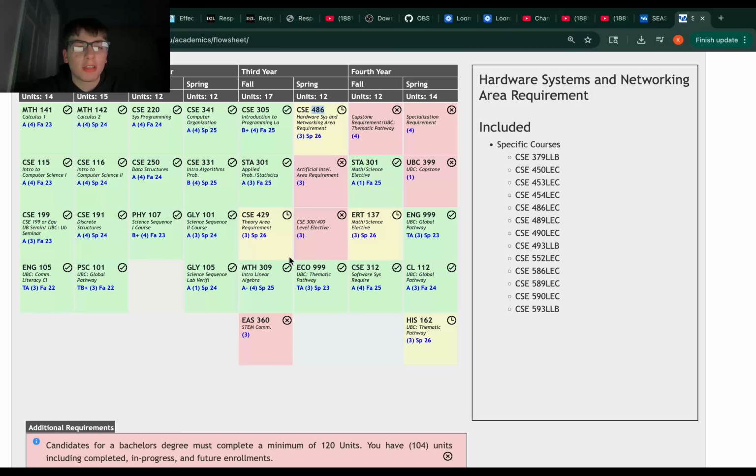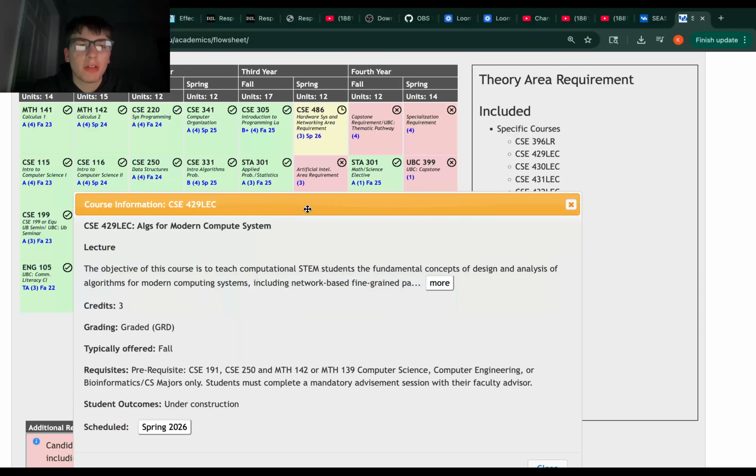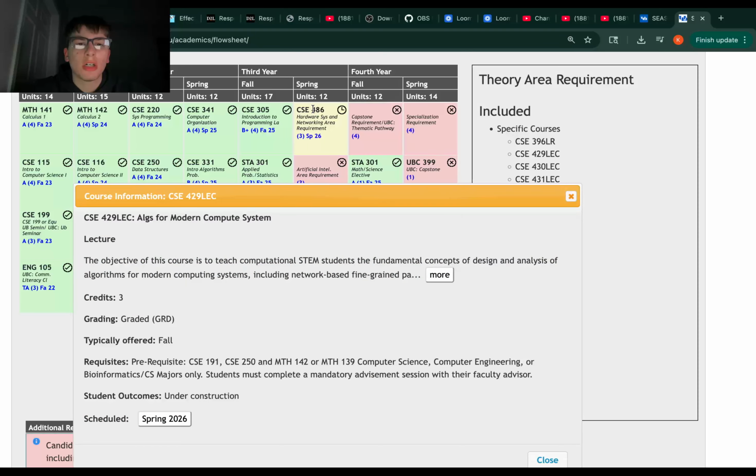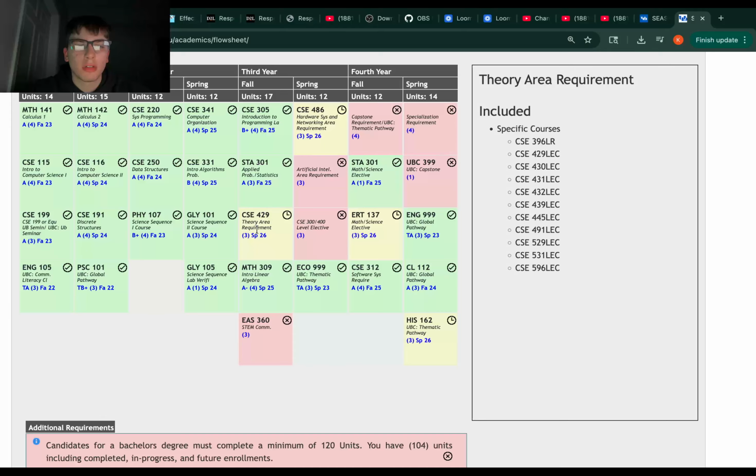I'm also taking, this is my last course I'm taking so far, CSE 429. This is my theory requirement. My 486 for distributed systems is my hardware and networking requirement. So 429 is my theory requirement.